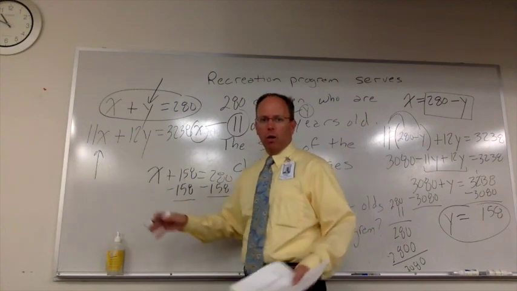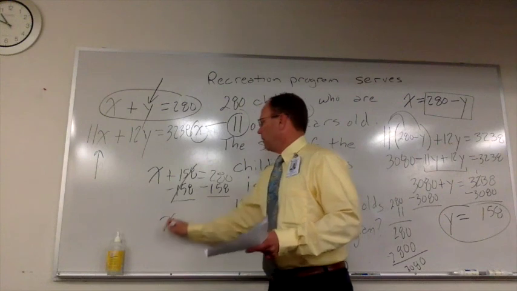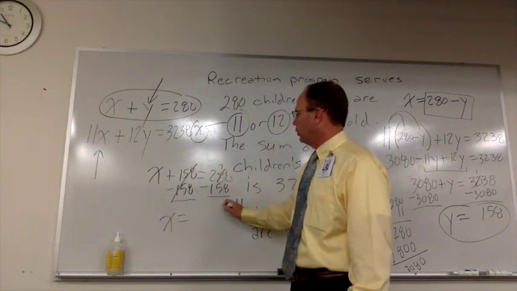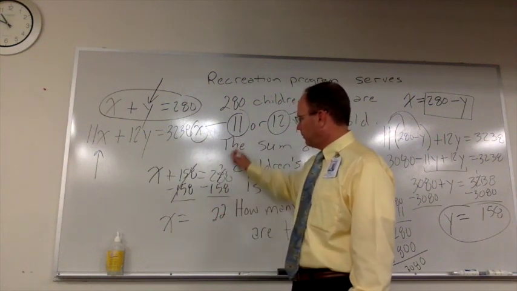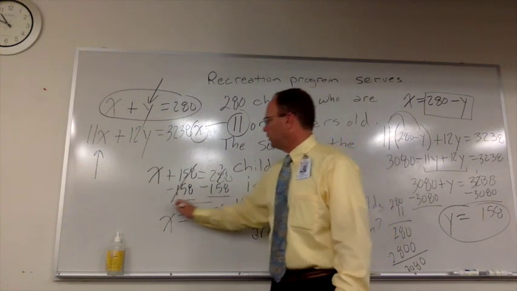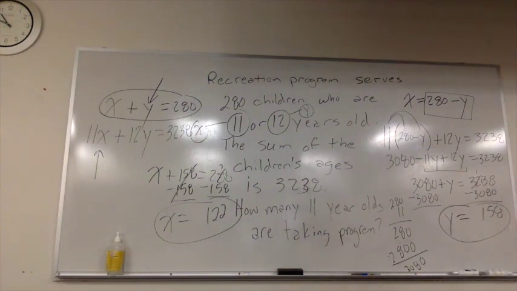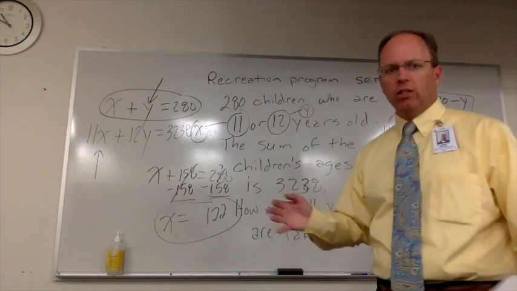Remember it's a balanced equation, so what you do to one side of the equal sign, you have to do to the other side. These cancel. I'm going to get X is equal to, I have to borrow here, that's going to be a 7, that's going to be a 10 now, 2. So it looks like 22. Bring that down, and 122. So I have 122 11-year-olds and 158 12-year-olds. If I add the 122 and the 158 together, I get my 280, which should happen. And that's how you go through that problem. So it's a multi-step type of problem.